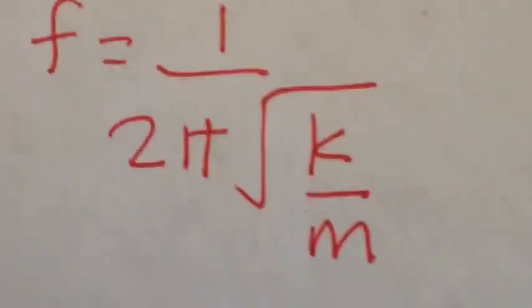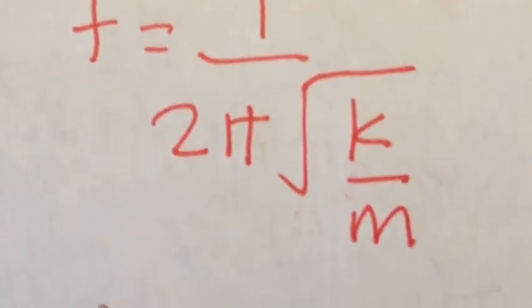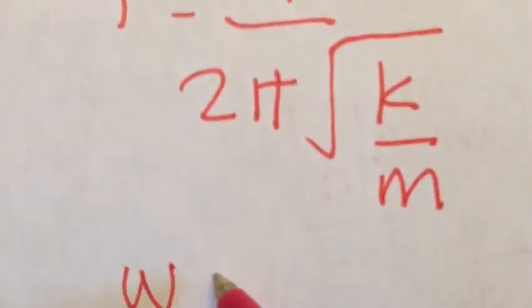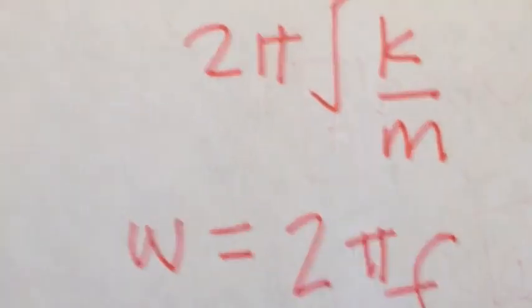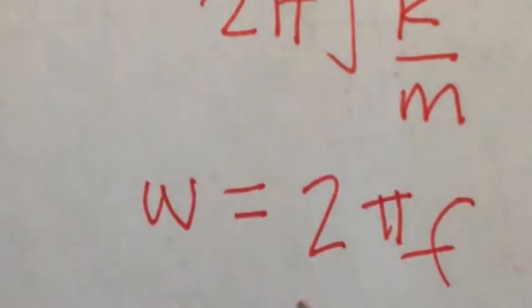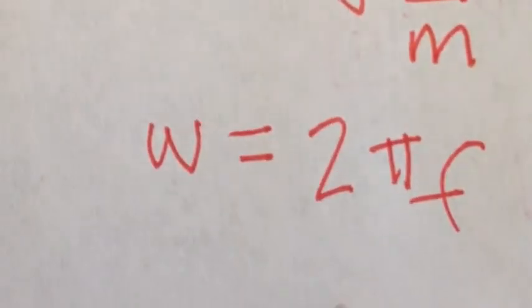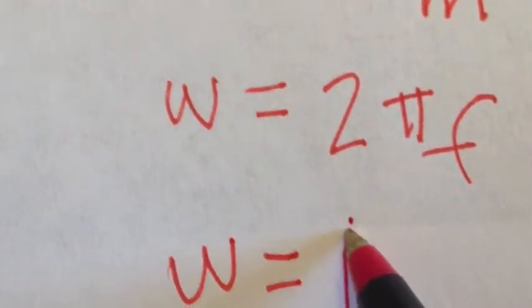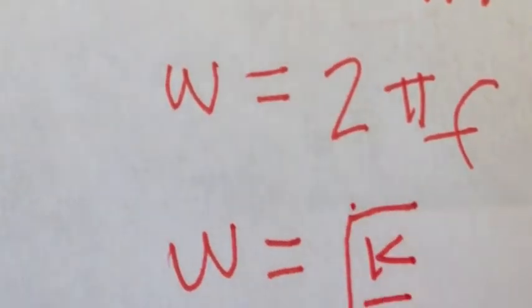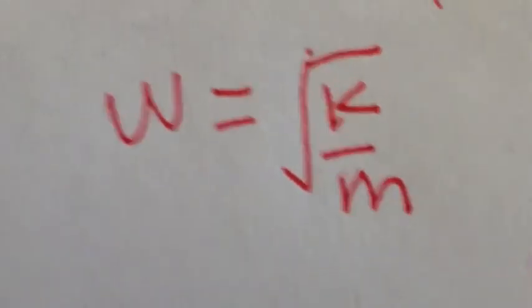So now that we have this, we can relate it to omega, or the angular frequency, which is omega equals 2 pi F, or omega equals 2 pi times frequency. And because the 2 pi and the 1 over 2 pi will cancel out, we are left with omega equals the square root of K over M to find out what our frequency of the period would be.